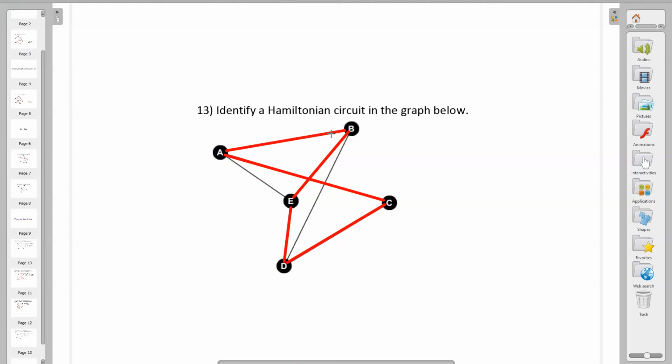Now it looks like we've achieved success. So I started at B, went to E, D, C, A, and B, and that gives me a Hamiltonian circuit.